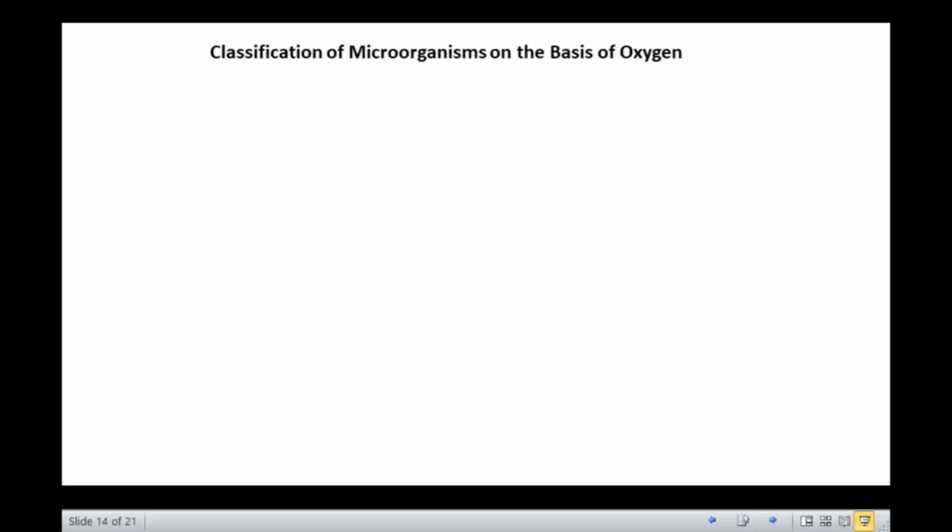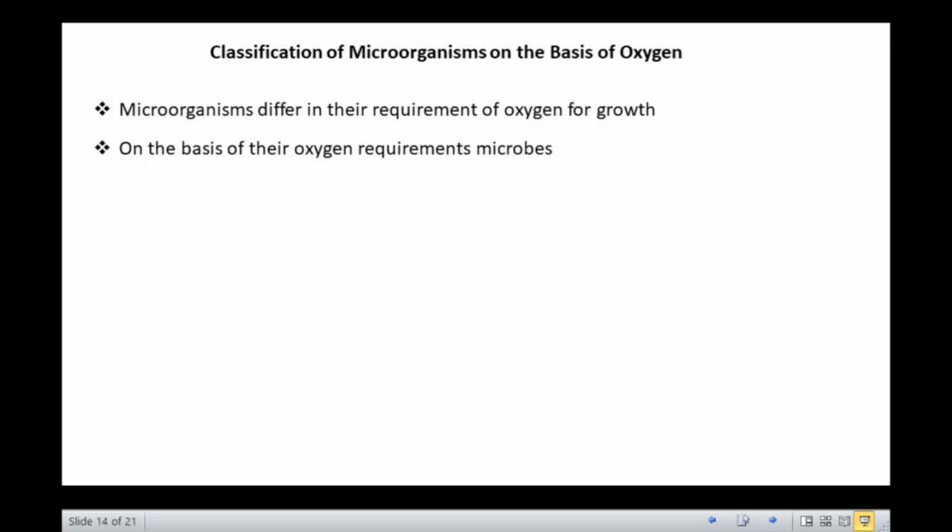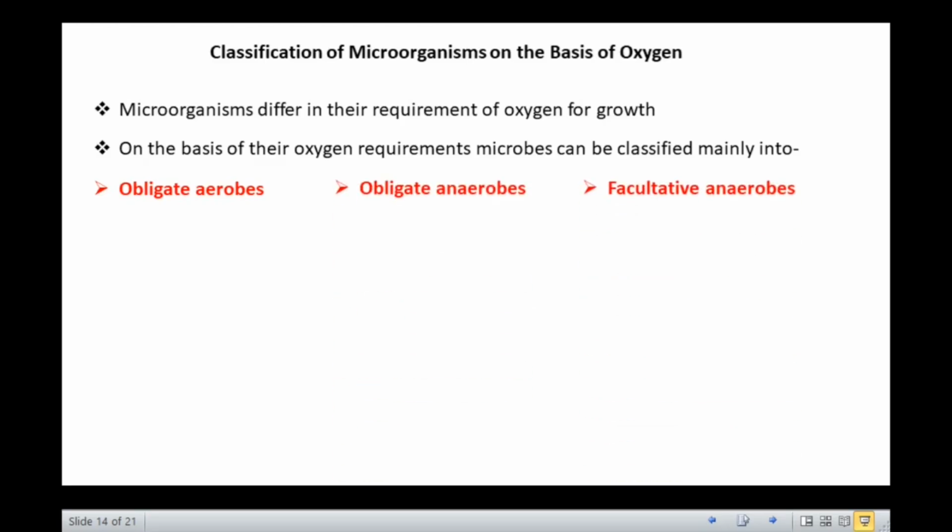Let us now discuss the classification of microorganisms on the basis of oxygen. Microorganisms differ in their requirement of oxygen for growth. On one hand, some cannot survive without oxygen, and on the other, some cannot tolerate oxygen. On the basis of their oxygen requirements, microbes can be classified into mainly 5 categories: obligate aerobes, obligate anaerobes, facultative anaerobes, aerotolerant anaerobes, and microaerophiles.